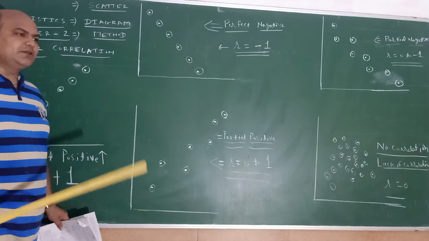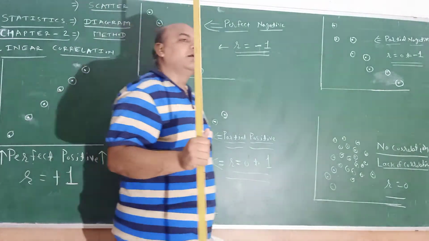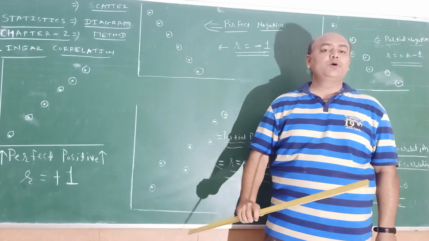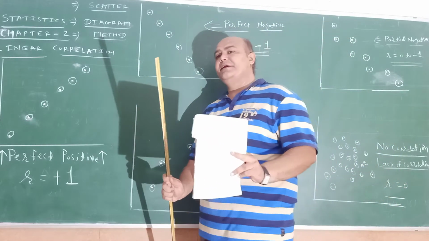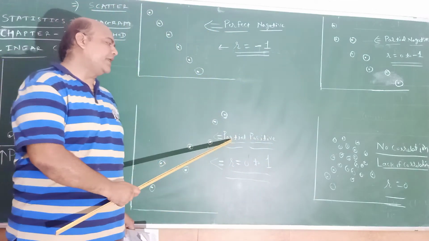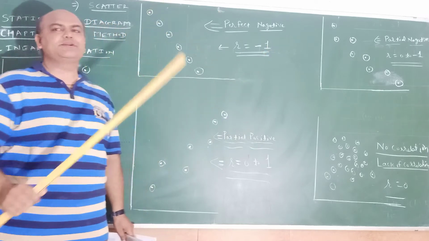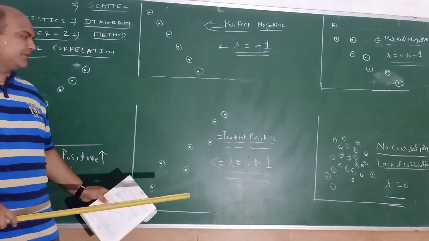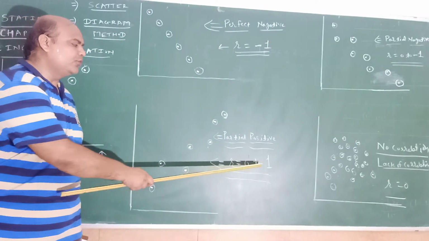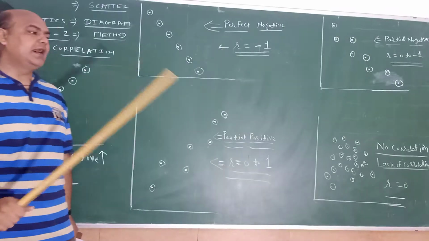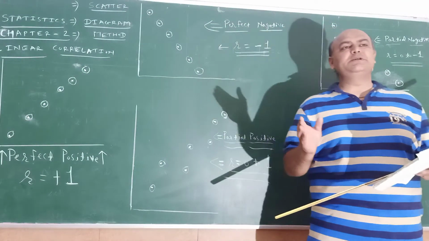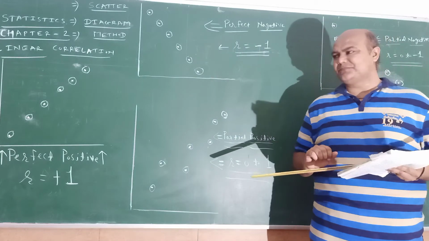So when the dots are moving from left to right in an upward trend, but not in a linear or straight way, then such a correlation is called partial positive correlation. In partial positive correlation, the answer of R is always between 0 and 1. It means whenever we do the practical sums, the answer of R is always between 0 and 1.